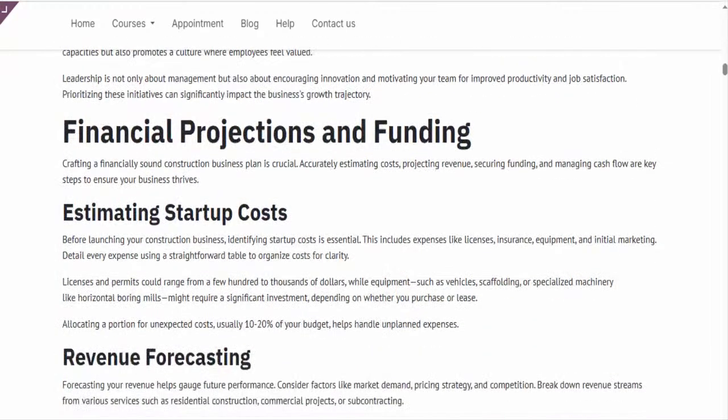Leadership is not only about management but also about encouraging innovation and motivating your team for improved productivity and job satisfaction. Prioritizing these initiatives can significantly impact the business's growth trajectory. Financial projections and funding. Crafting a financially sound construction business plan is crucial. Accurately estimating costs, projecting revenue, securing funding, and managing cash flow are key steps to ensure your business thrives.